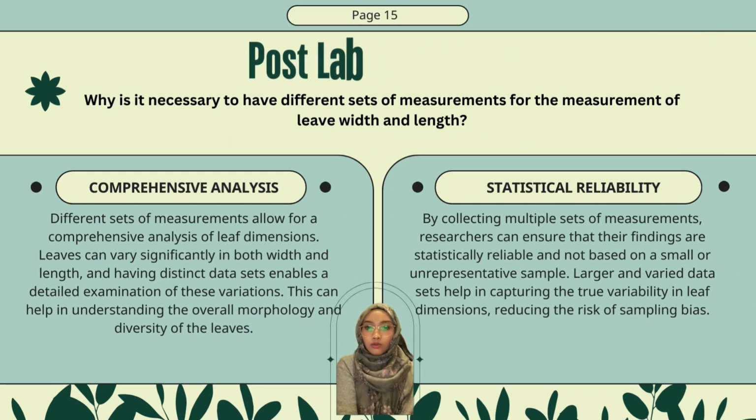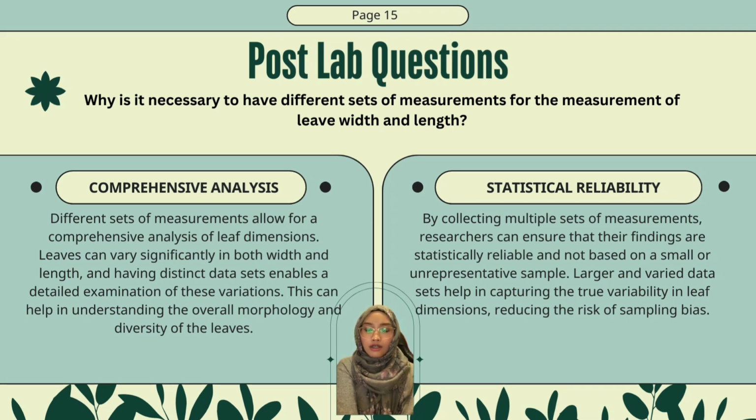For question 2, why is it necessary to have different sets of measurement for the measurement of leaf width and length? First, comprehensive analysis. Different sets of measurements allow for a comprehensive analysis of leaf dimensions. Leaves can vary significantly in both width and length, and having distinct data sets enables a detailed examination of these variations. This can help in understanding the overall morphology and diversity of the leaves.